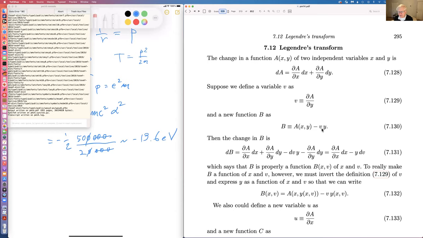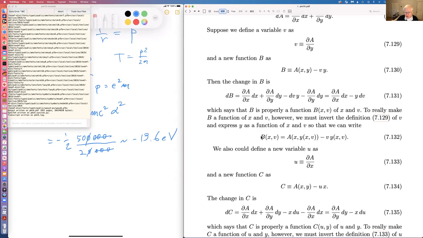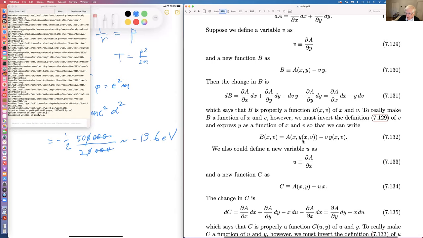And then over here, it's minus dV times Y minus V, which is partial A partial Y, dy. And so now this term cancels that one, and you just have dB is something times dx and something times dV. And so that suggests that B is in effect a function of X and V. Now to really make it a function of X and V, however, we've got to invert this definition and we have to take Y and express it as a function of X and V. And if we can do that, if we can find Y of X and V, then we have the equation B of X and V is A of X and Y of X and V minus V times Y of X and V.